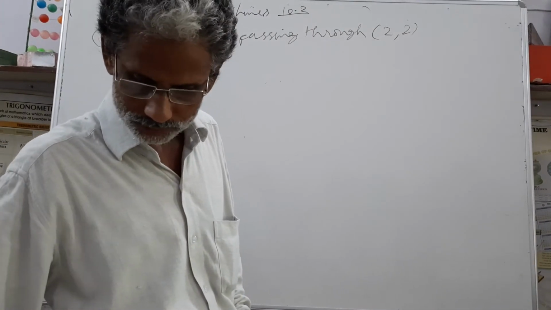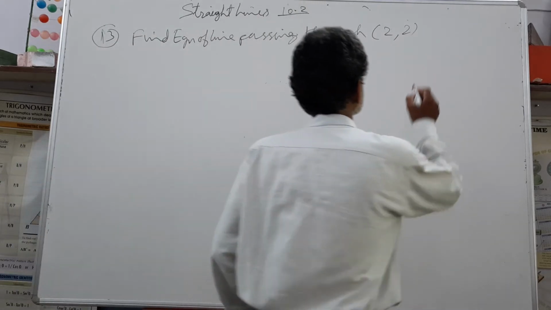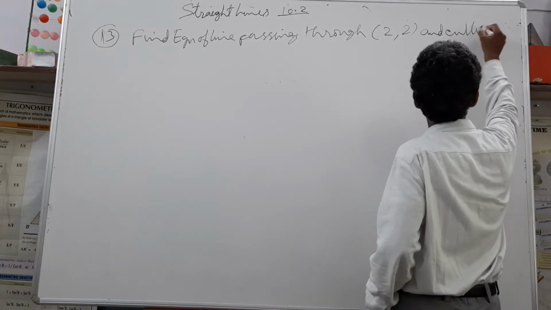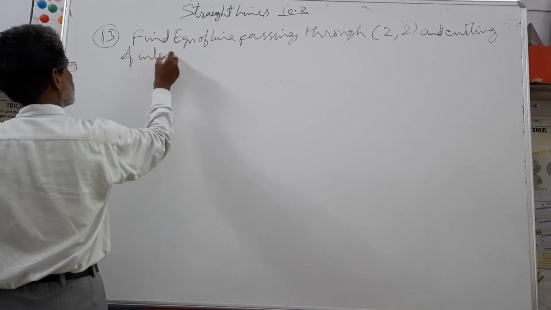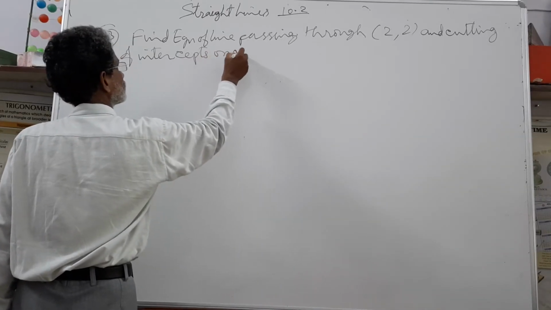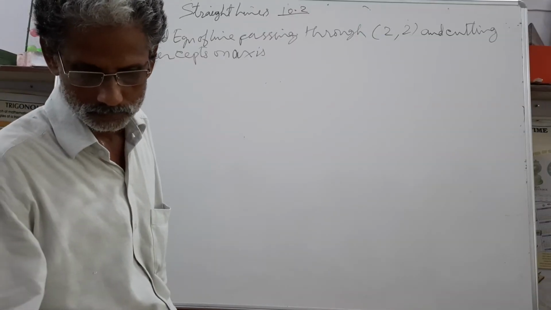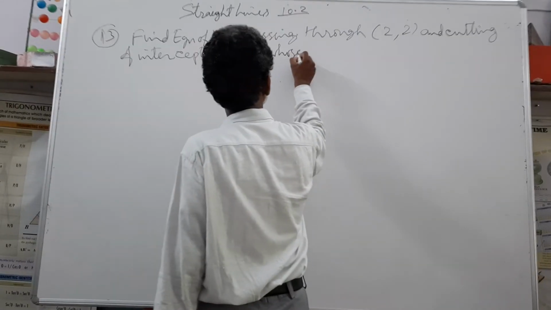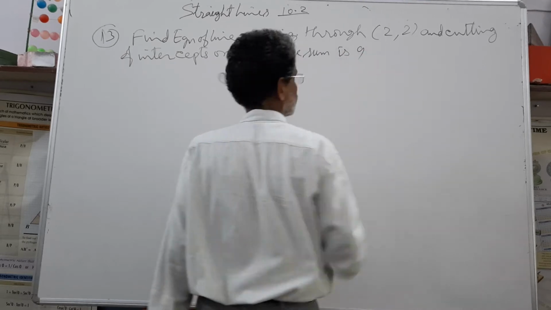And cutting off intercepts on axis, whose sum is 9.